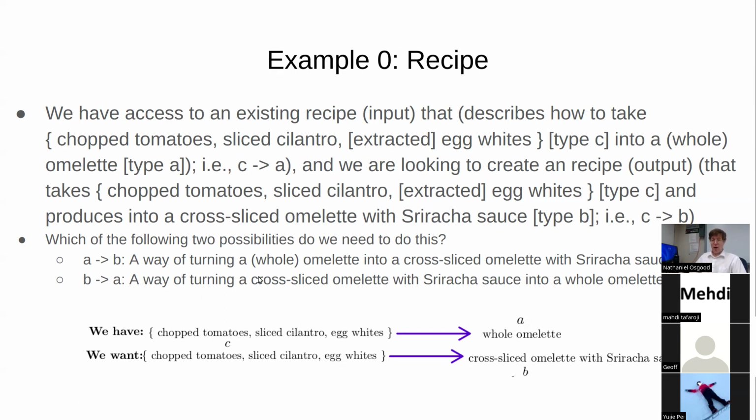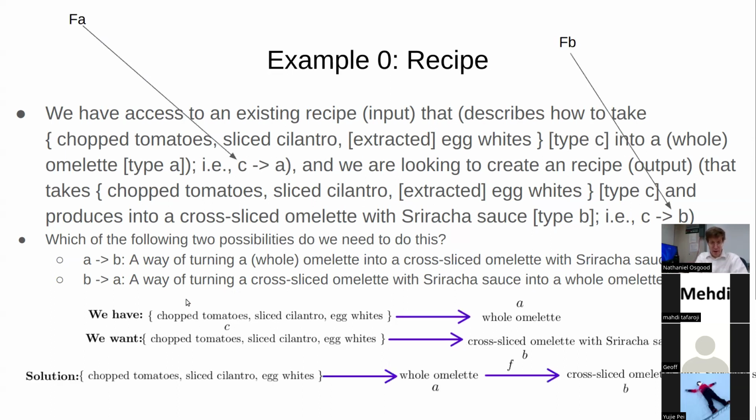Or is what we need a way of turning a cross-slice omelet with sriracha sauce into a whole omelet? Which was the one we want? Just common sense. The first one, right? We know how to turn this into an omelet, and we just need to know how to cross-slice an omelet and put sriracha sauce on it, right? Are we okay with that?